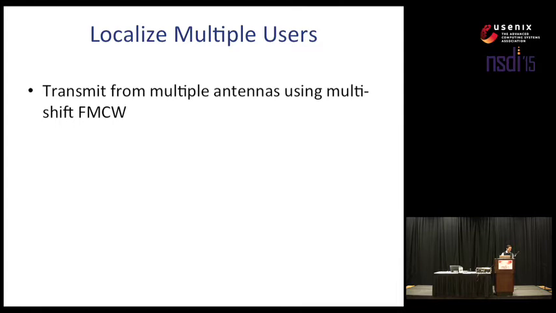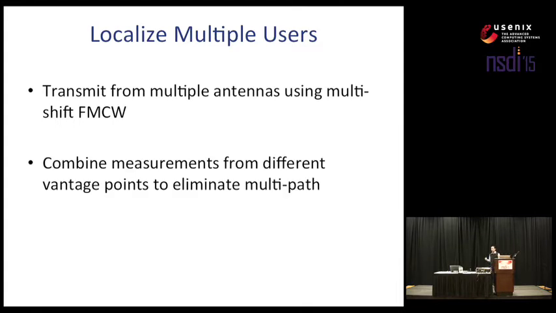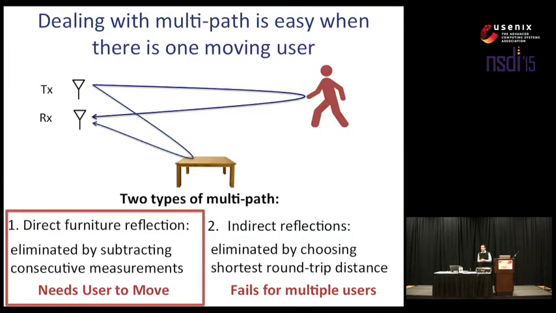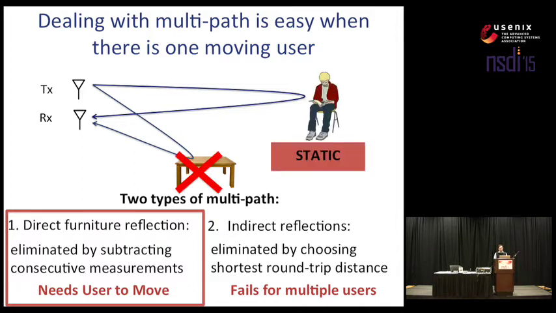So now that I have told you how we can eliminate indirect reflections, let us go back to the other problem. How can we accurately localize static users? Well, to see why this is hard, let us go back to the challenges that I talked about. The way we eliminated direct reflections is that we did subtraction. Because the table stays in the same place, its reflection disappears, but because the person moves, his reflection goes away. Now, of course, if a person remains static, then his reflection will also go away, and we will eliminate it by subtraction. So how can we localize static people?